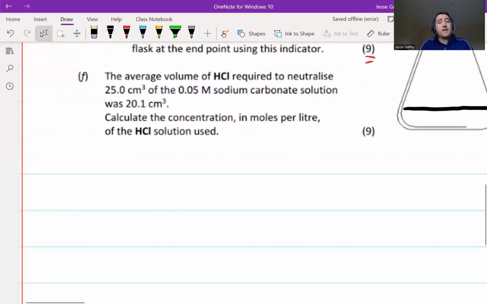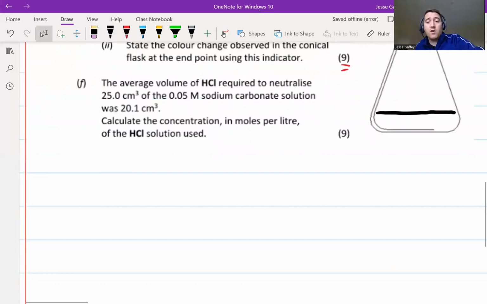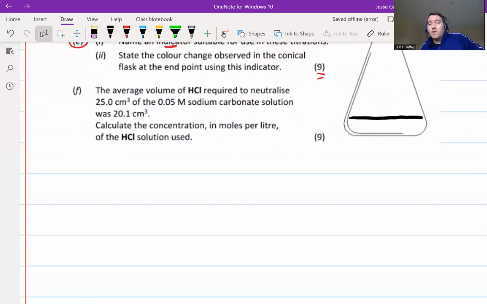You're seeing that these aren't that easy, right? If you're used to the higher level questions, this question is not that much easier, but it is a little bit. They give you more information. The information's clearer. All right, let's move on here to the end. It says the average volume of HCl required to neutralize 25 centimeters cubed of the 0.05 molar solution of sodium carbonate was 20.1 centimeters cubed. Calculate the concentration in moles per liter of the HCl solution used.